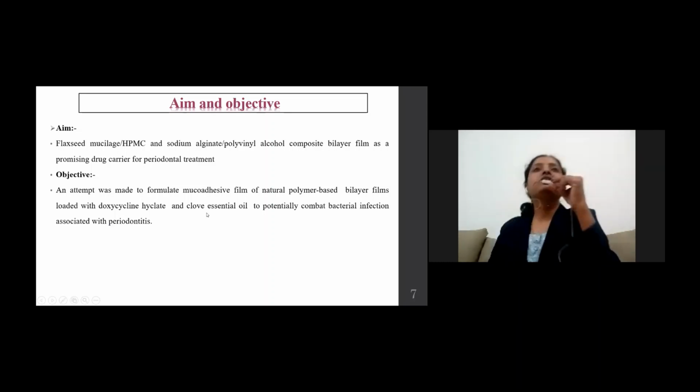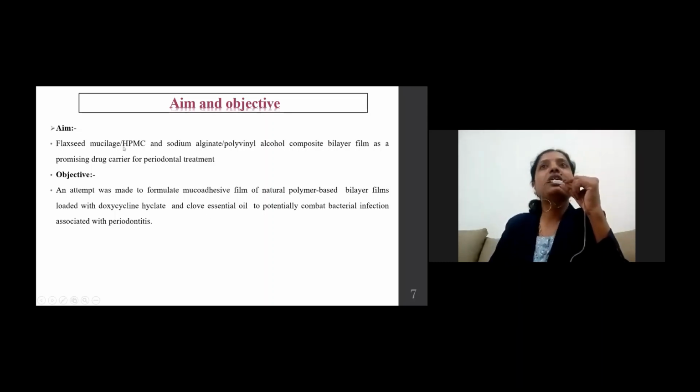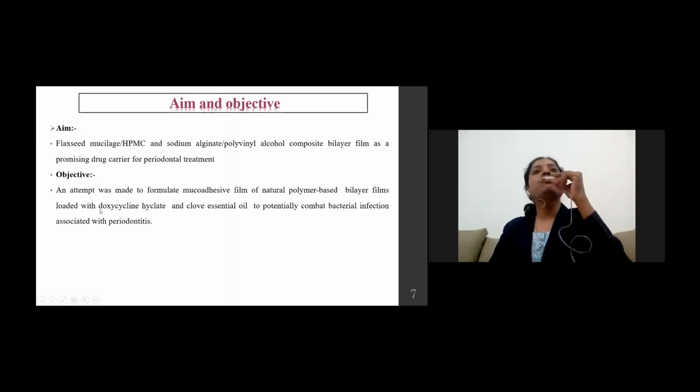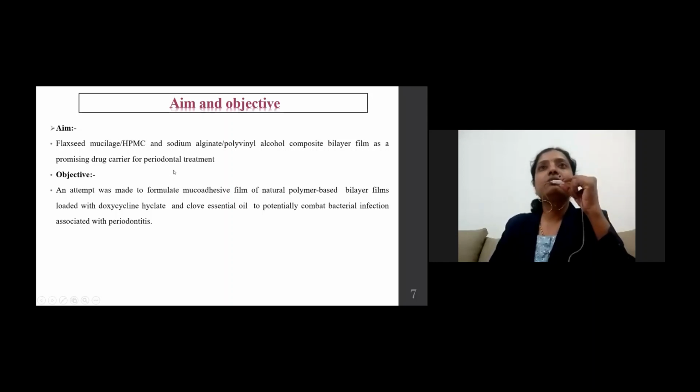So the aim of our research work is to develop a flaxseed mucilage HPMC and sodium alginate polyvinyl alcohol composite bilayer film as a promising carrier for the periodontal treatment. The objective is to formulate mucoadhesive films that are mainly based on natural origin. The flaxseed mucilage and HPMC film mainly contains the drug doxycycline hyclate, which is the major antibiotic used in the treatment of periodontitis or gum diseases. The next layer is made up of sodium alginate and polyvinyl alcohol, and it comprises clove essential oil. Clove essential oil mainly contains eugenol, which has anti-inflammatory and antibacterial properties, and it has been proved since many years that it has anti-inflammatory properties.